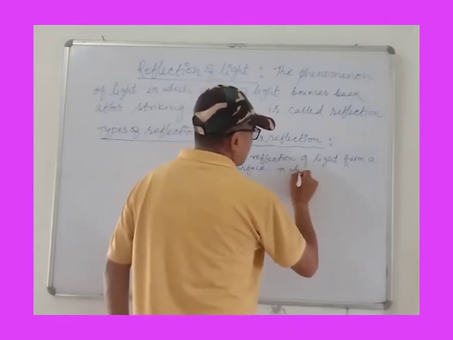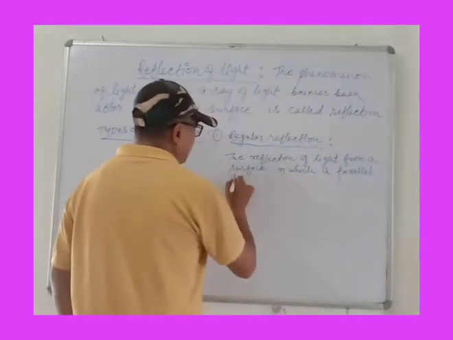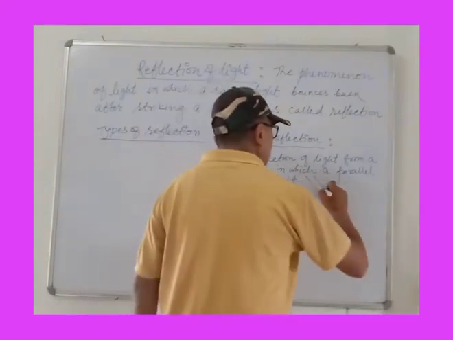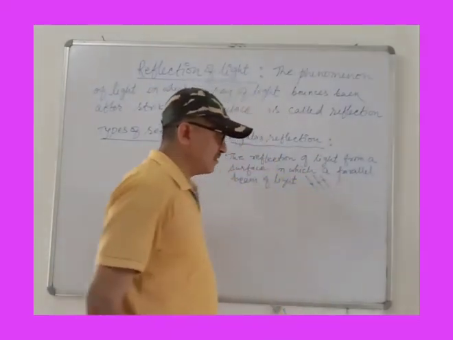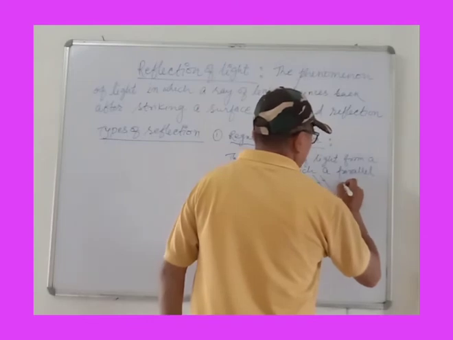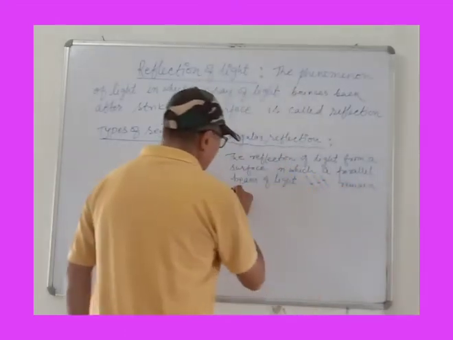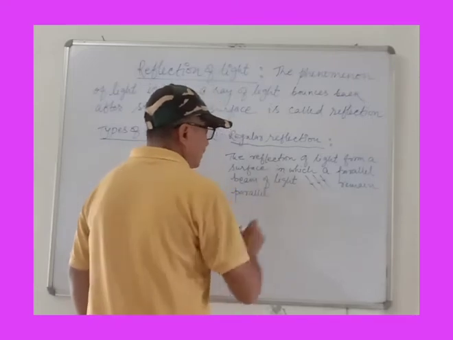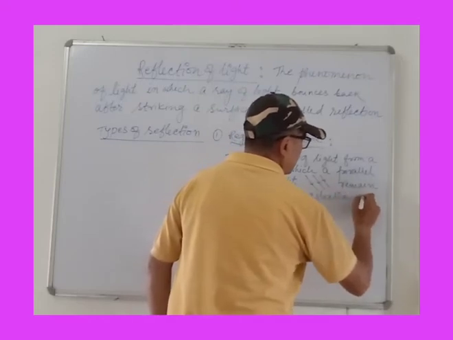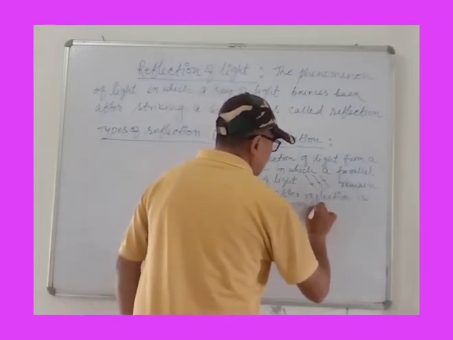in which a parallel beam of light remains parallel after reflection is known as regular reflection. A parallel beam of light means parallel rays of light like this; this is called a beam.